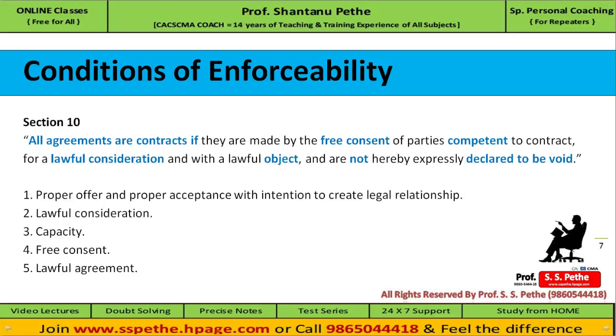Now from this section we can see that for an agreement to become a contract, the agreement must fulfill all these conditions mentioned by Section 10. So there should be a proper offer and proper acceptance with the intention to create a legal relationship. And there should be lawful consideration. Parties should have the capacity to contract. They should be competent enough to contract. There should be free consent of the parties, and there should be a lawful agreement. The object should be legal and not declared to be void by any law.